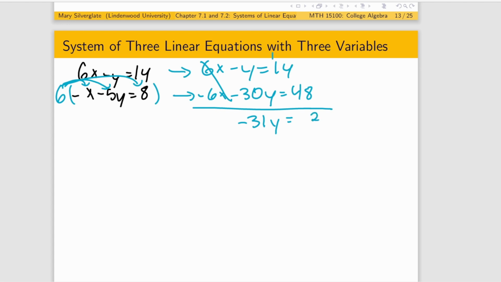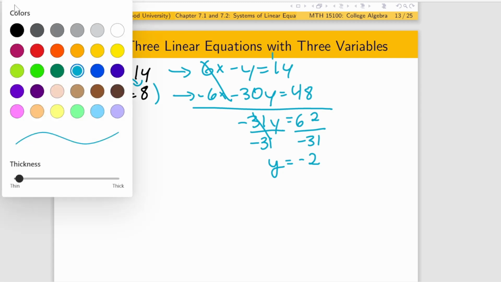1 plus 1 plus 4 gets us 6. Then we're going to go ahead and divide by negative 31 so that we undo multiplying by negative 31. So y is equal to negative 2. And now I systematically plug back in order to find my other variables.